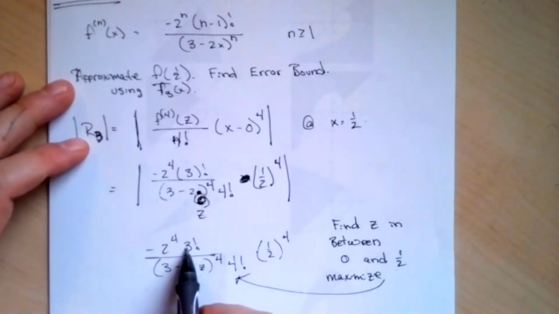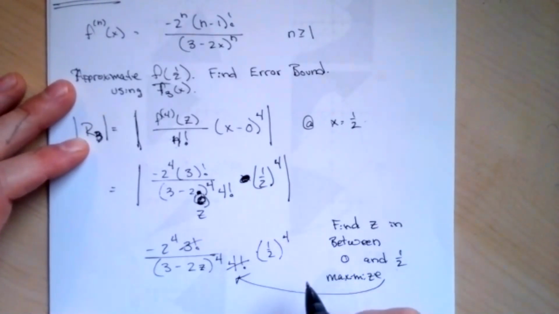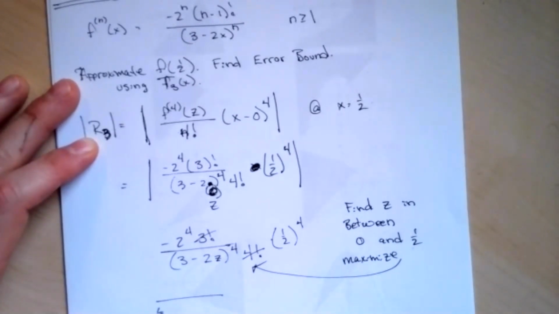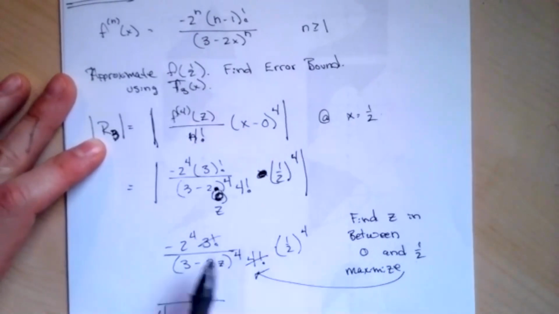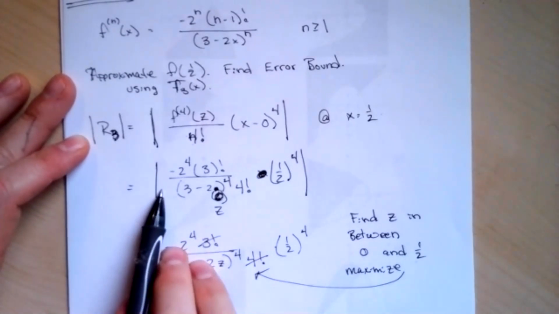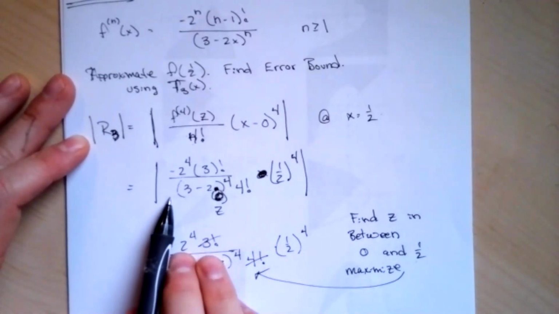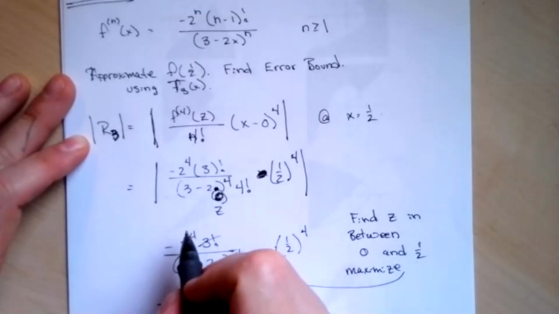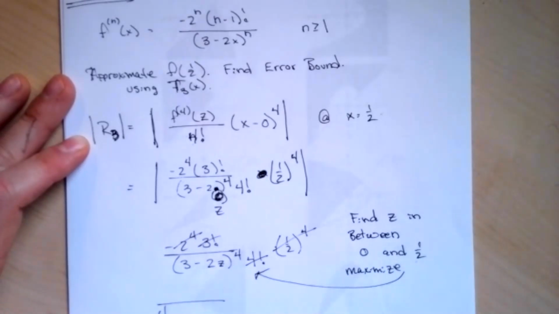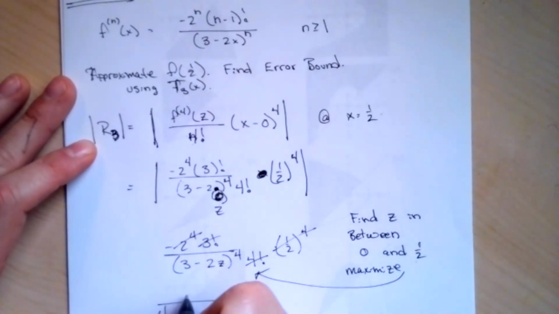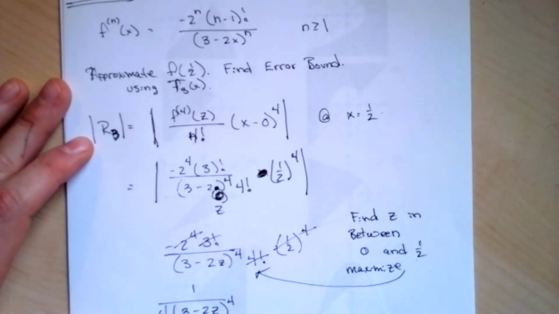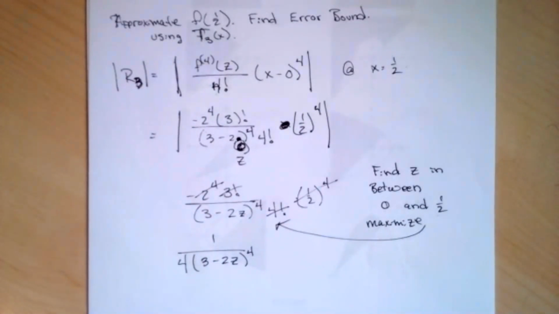So let's simplify things a little bit. 3 factorial and 4 factorial is going to give us a factor of 4 in the denominator. The minus sign doesn't matter because we're going to have an absolute value. 2 to the fourth and 1/2 to the fourth are going to cancel as well. So we're going to be left with 1 over 4 times (3 minus 2z) to the fourth. And we want to maximize this.